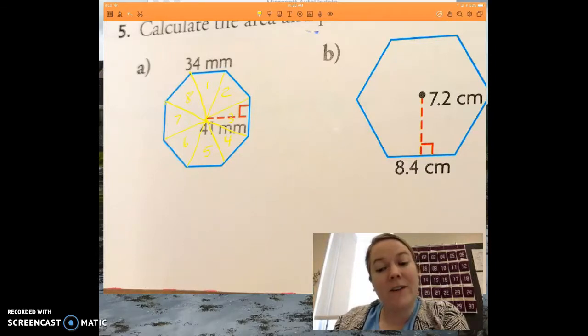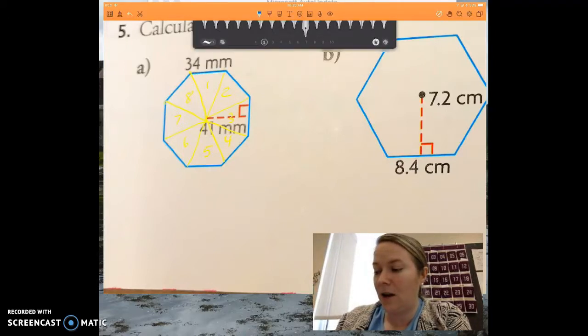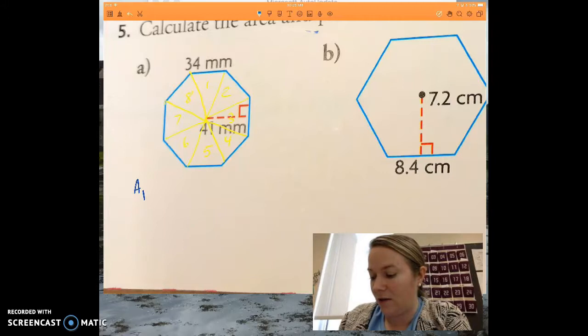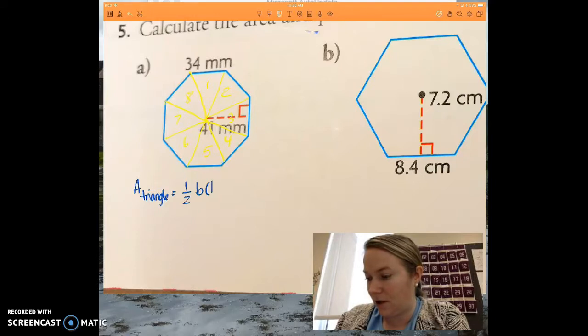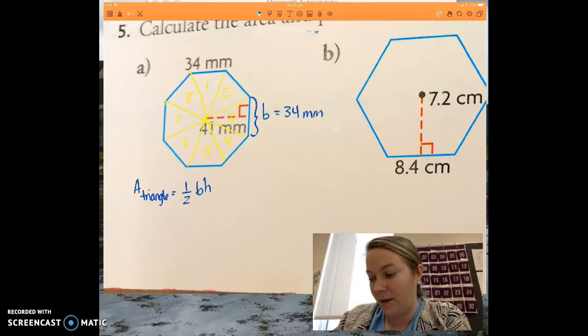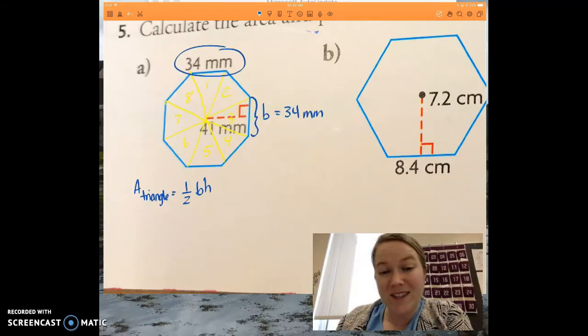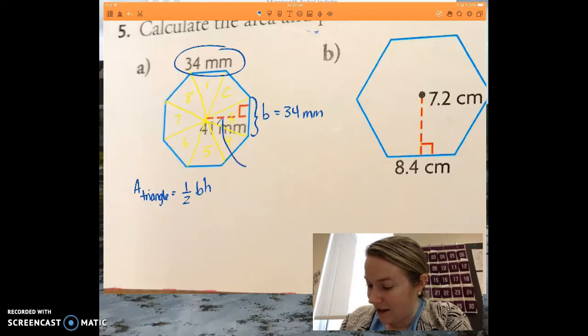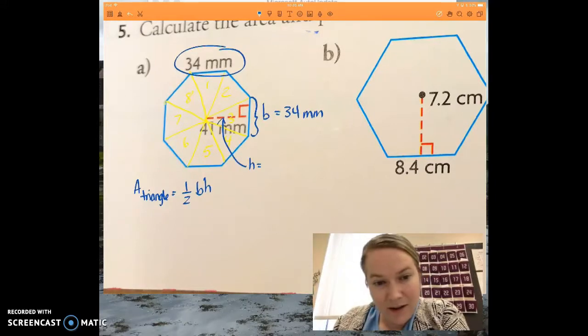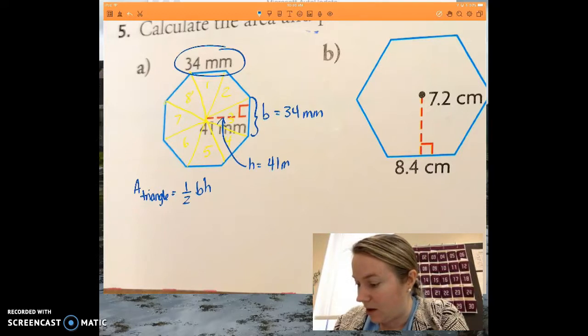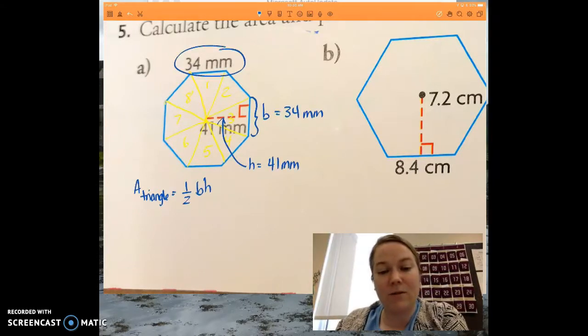Now, can I find the area of a triangle? You bet. The area of a triangle is easy. Area of a triangle is 1/2 base times height. What's the base? This is the base. And you can see that it's 34 millimeters. It tells us right there. What's the height? This is the height. It's 41 millimeters. And they've given us that already. And how many triangles do we have?